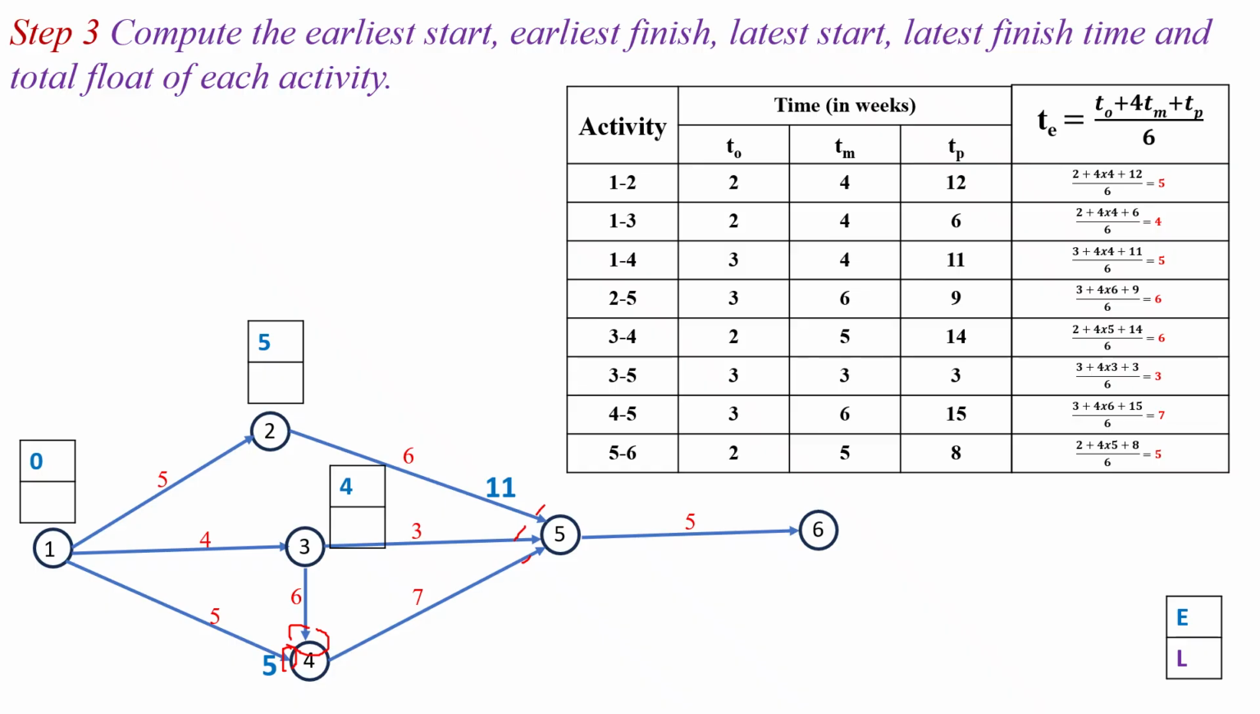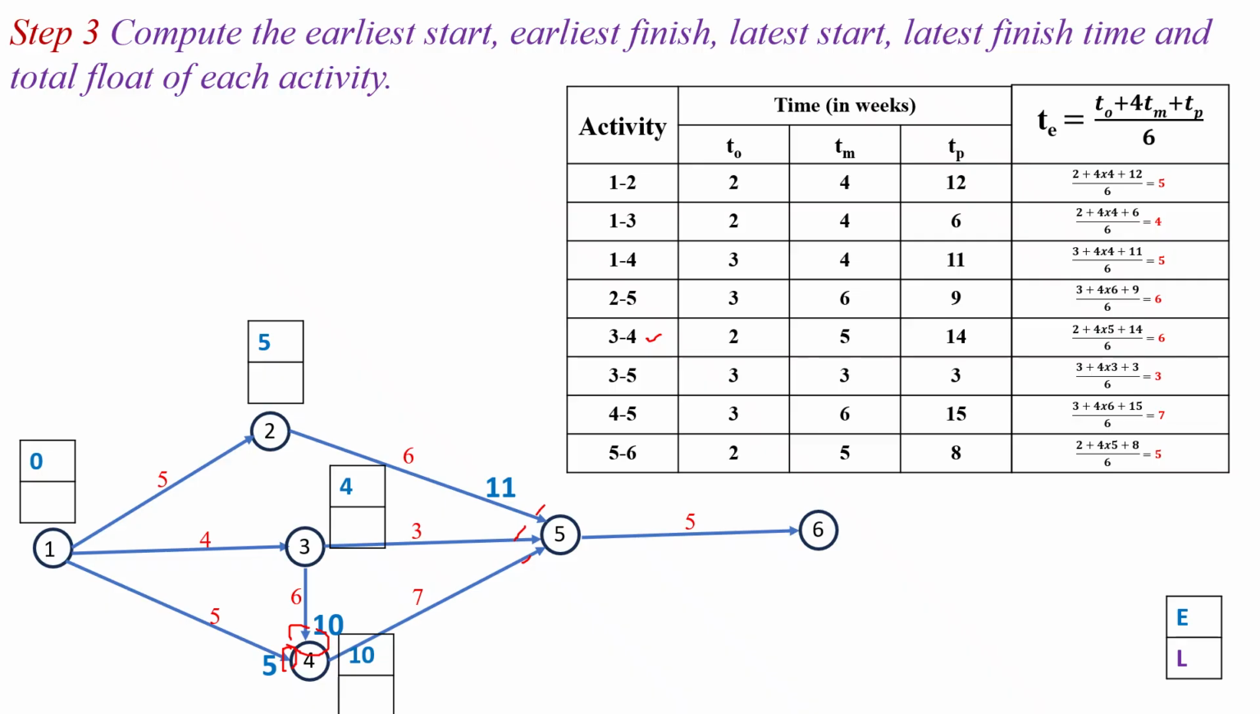So next activity is the 3 to 4. So for the activity 3 to 4, earliest start time is the 4 at the event 3. Then earliest finish time will become the 4 plus 6, which is equal to the 10. So here event 4 is the merge event. So we have to consider the maximum time as the earliest finish time at the event 4. So among the 5 and 10, maximum finish time is the 10. So earliest finish time at event 4 is the 10.